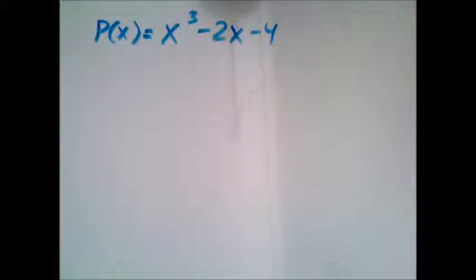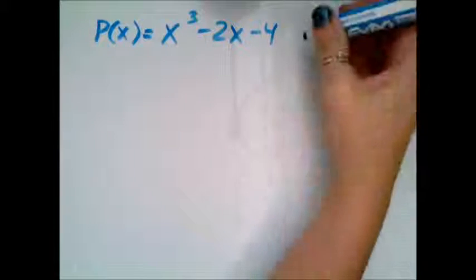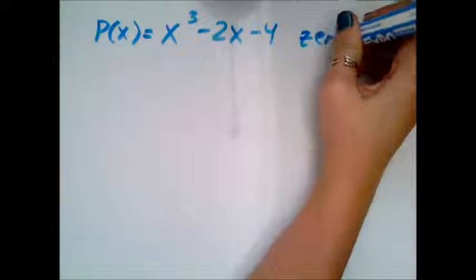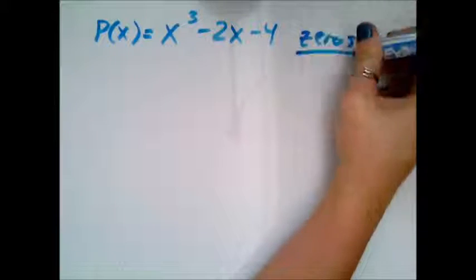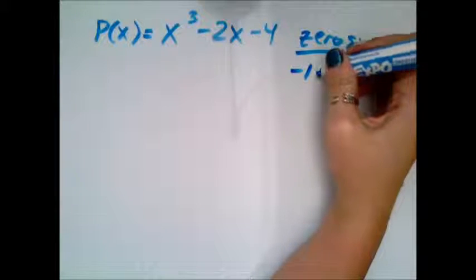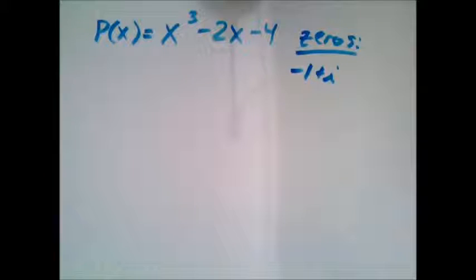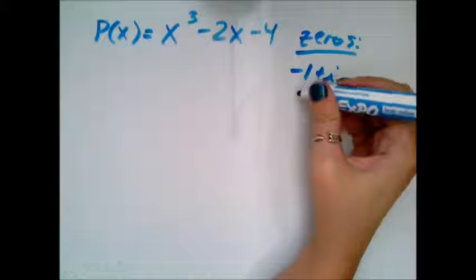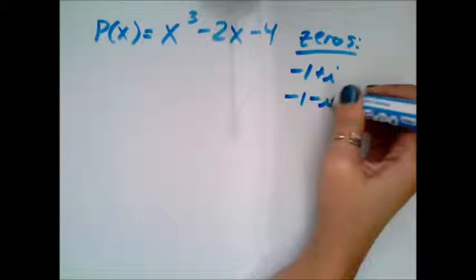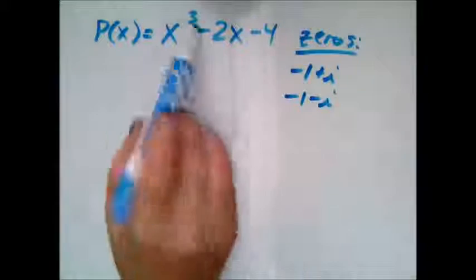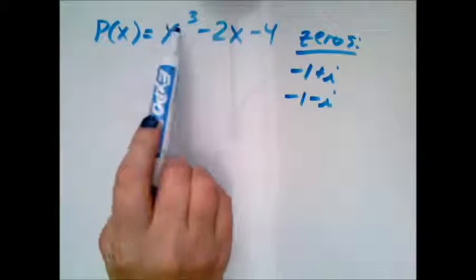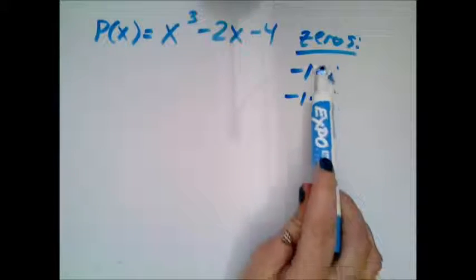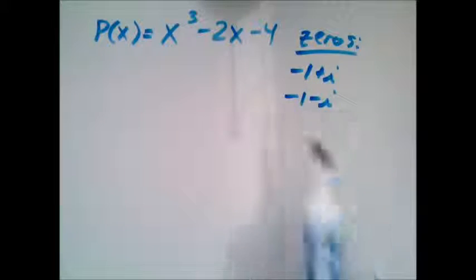Here we're trying to find all the zeros of this polynomial, and they tell you one to begin with. So they say -1 plus i is a complex zero. Well, because we know complex zeros come in pairs, then we know -1 minus i has to be a zero also. And then notice this is degree 3, so it's going to have at most 3 zeros. So we have 2 of them. We're basically just looking for one more.